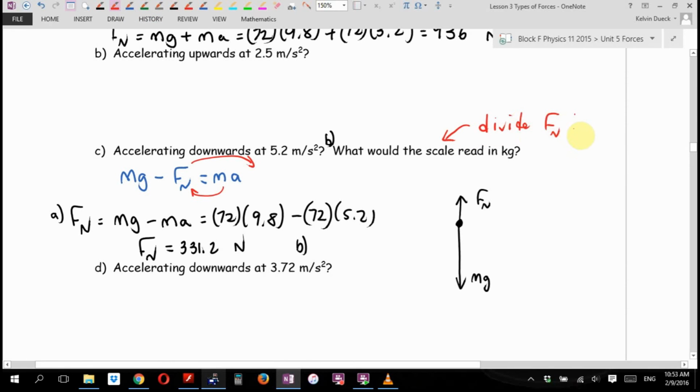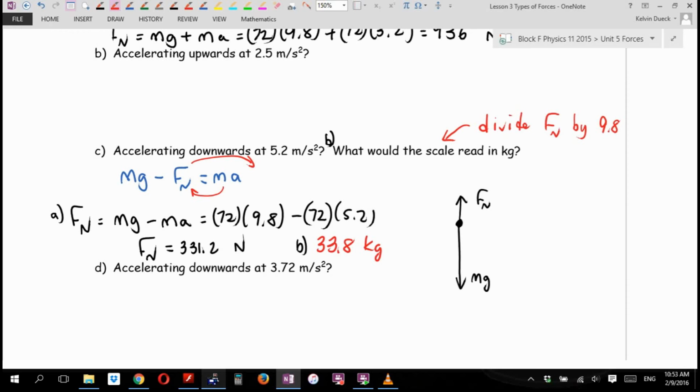Divide the normal force by 9.8. Or if they give you a normal force in kilograms, times it by 9.8 to actually make it a normal force. What do you get? Sorry? 33.8? Is that right, folks? So if this person was sitting or standing on a scale in an elevator and they looked down, it would look like their mass was 33.8 kilograms.